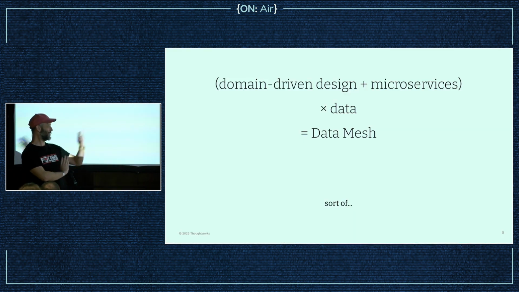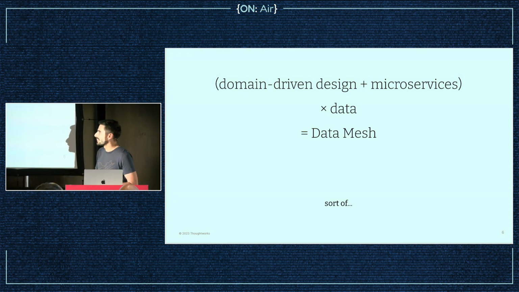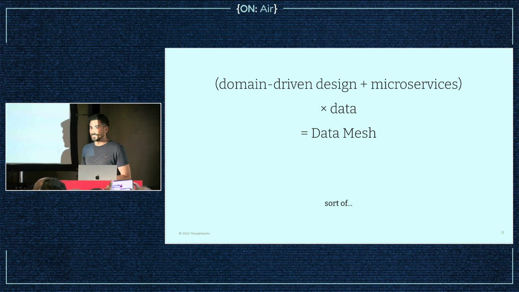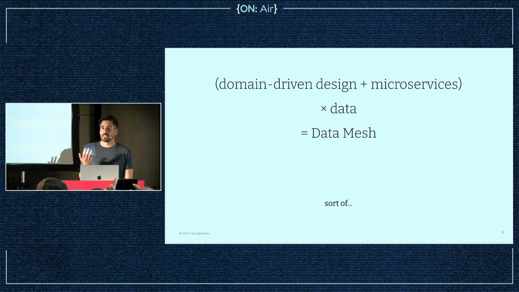So here's an example of exactly such a simplification. The first simplification: you can think of data mesh as the following formula, right? A combination of domain-driven design plus microservices, this architecture in the operational world, multiplied by data, right? And that's how we will express data mesh.